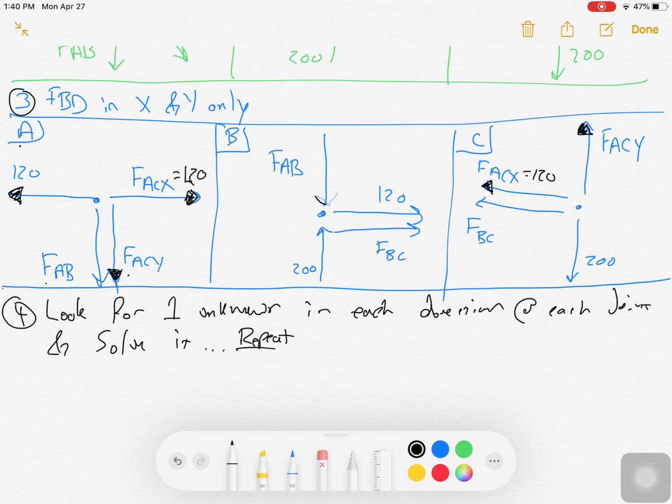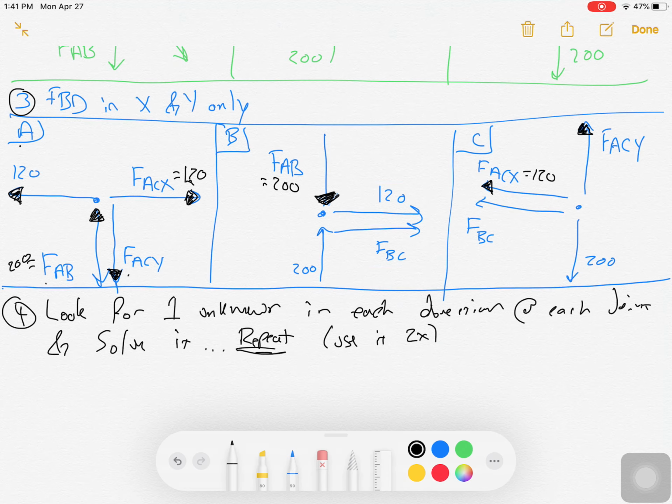All right, so force AB goes down, 200. So there's force AB. I switched the arrowhead here. That means I'm going to switch the arrowhead here. So I've found one unknown and I solved it. And remember, you always use it twice.